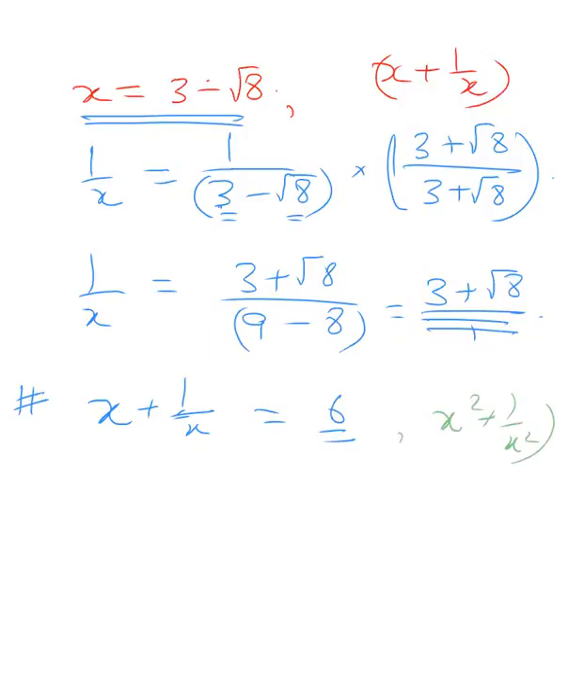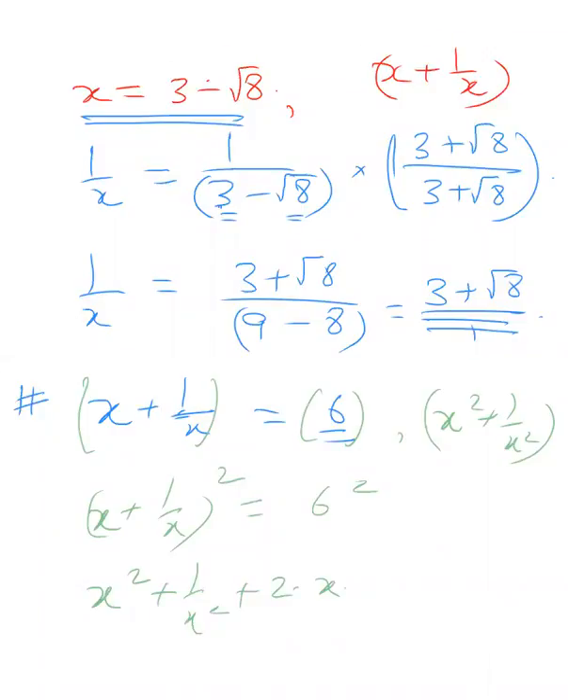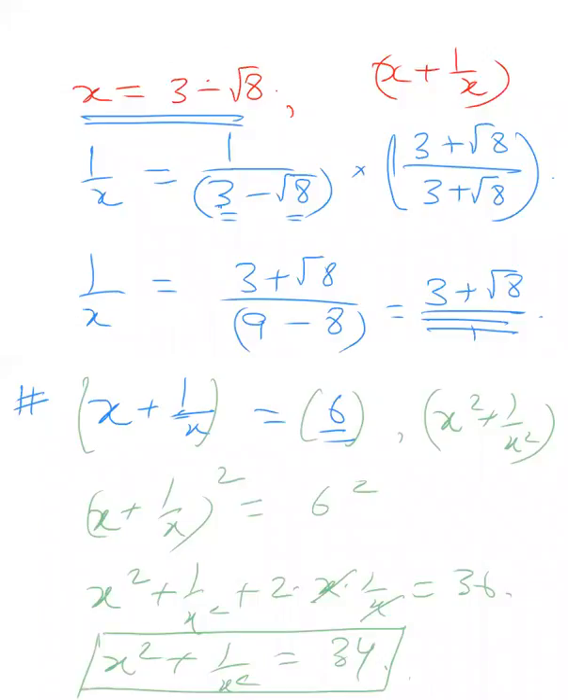And when I have to find the answer of the second one, x square plus 1 by x square, what we can do is square both sides. When we are squaring both sides, I'm getting this a plus b the whole square. Very good. x square plus 1 by x square plus 2ab is equal to 36. So this ab is 2, so x square plus 1 by x square is 36 minus 2, which will be 34. Is it okay?